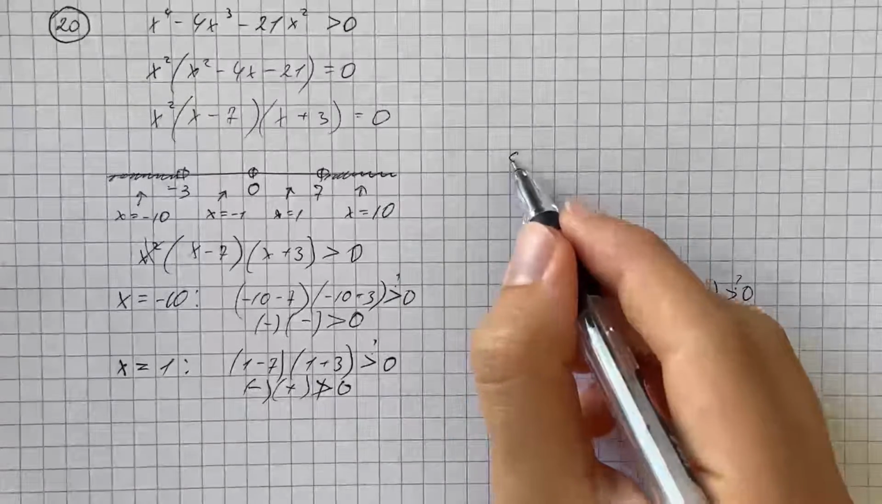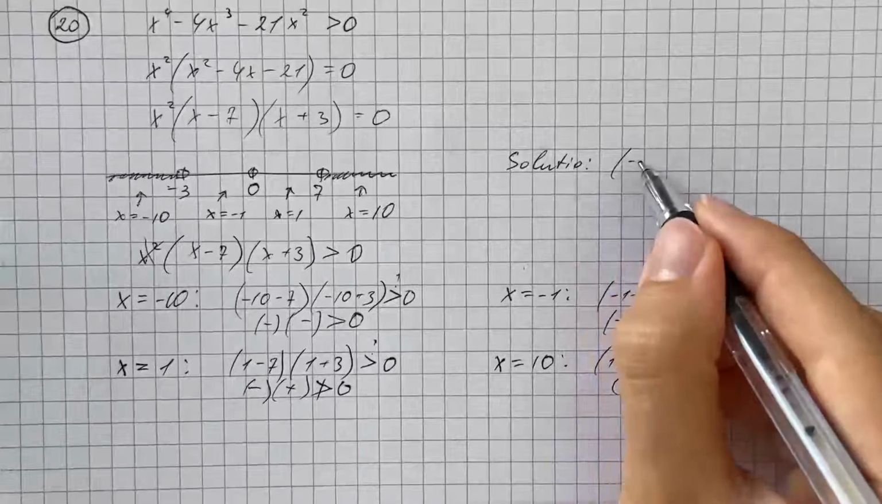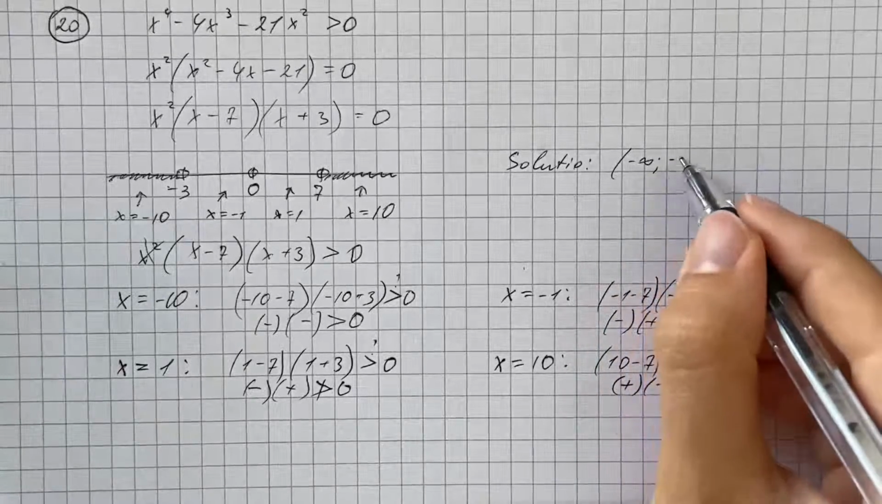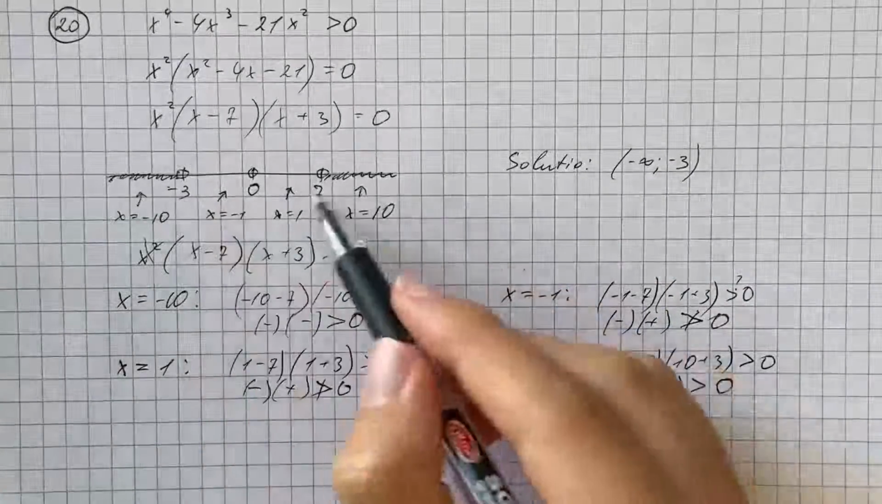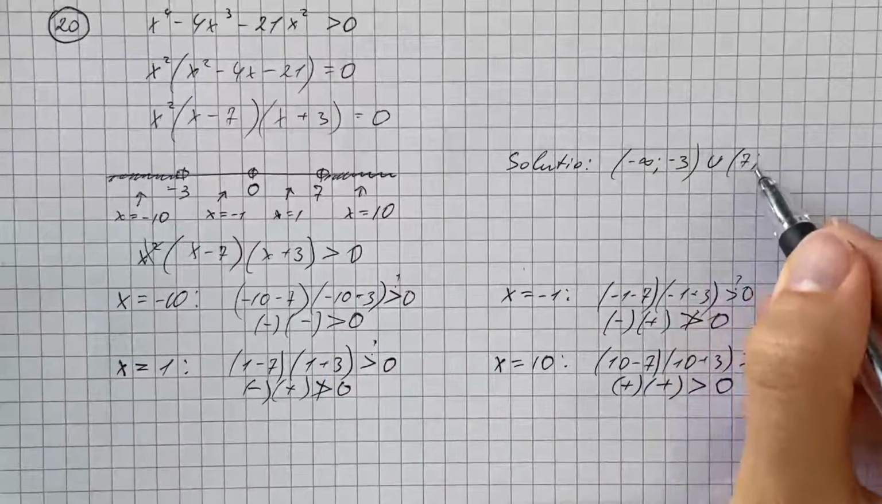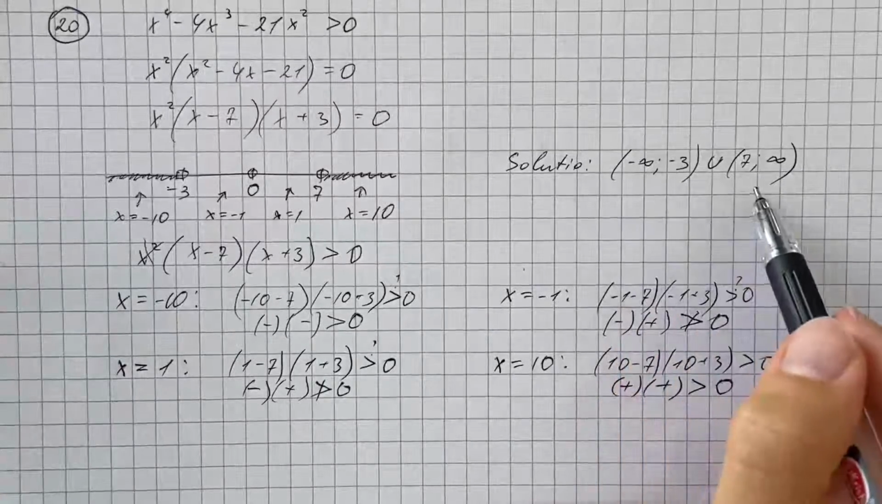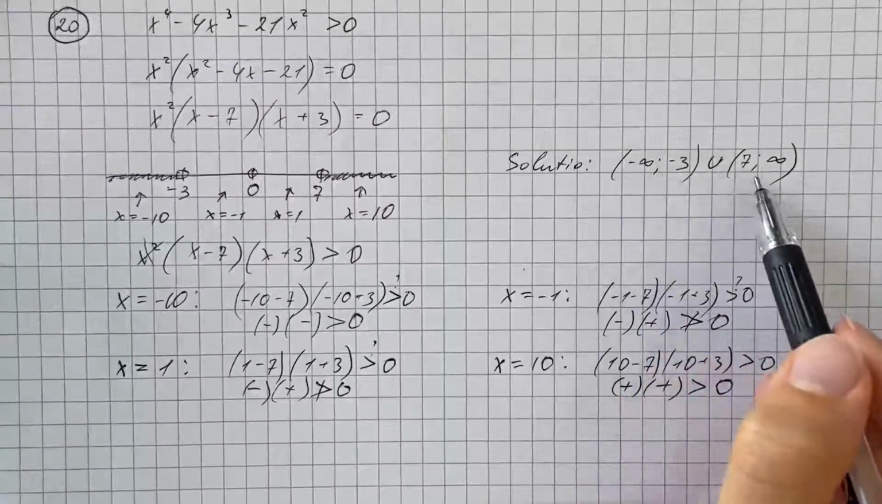So the solution set will be from -infinity to -3. Then we put a union sign, and it's going to be from 7 to infinity. And we use parentheses because we're not including these values.